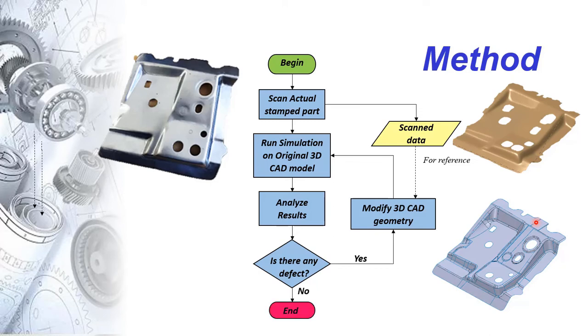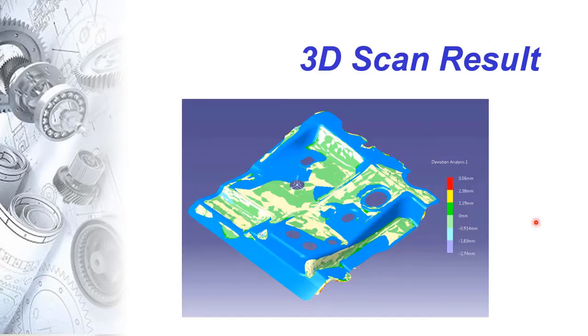From the scanning process, we get the scan result that shows the deviation from the original part. The blue color part is the original design, and the yellow color part is the scanned result. There are some deviations or discrepancies from the original part, especially in the corner radius as well as the spring back.